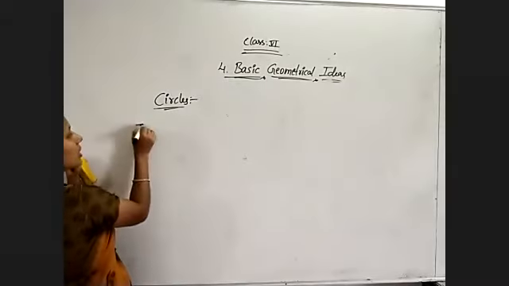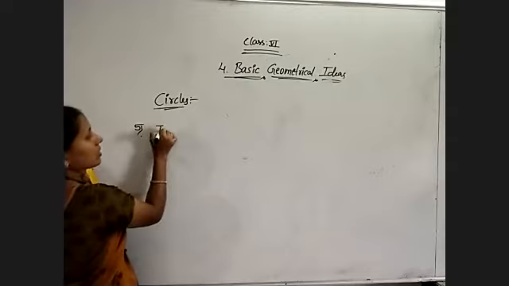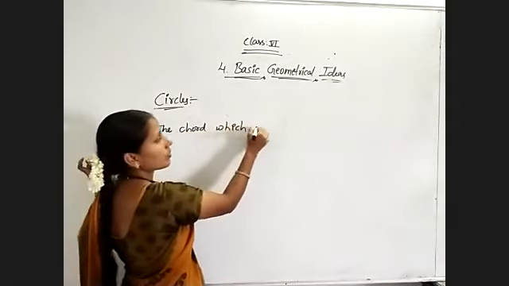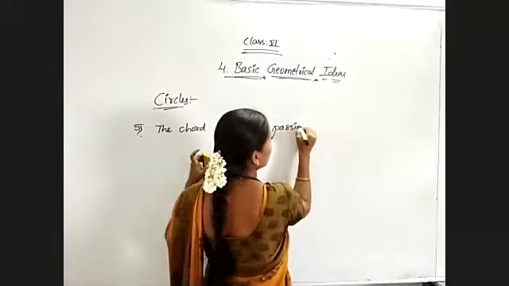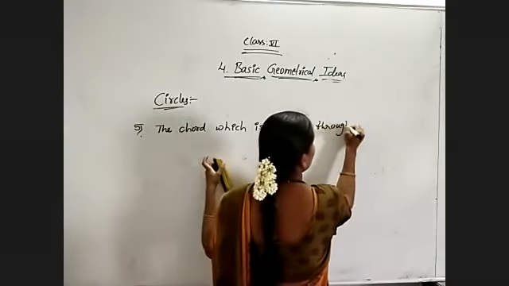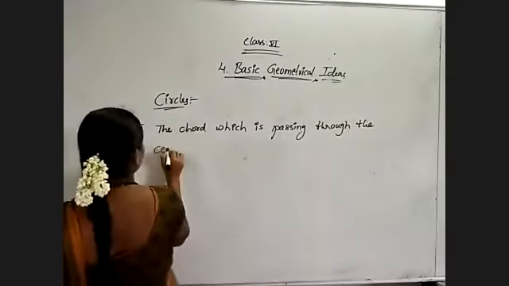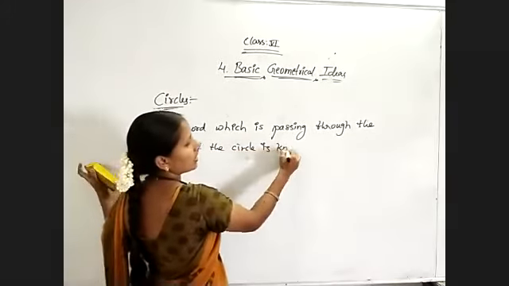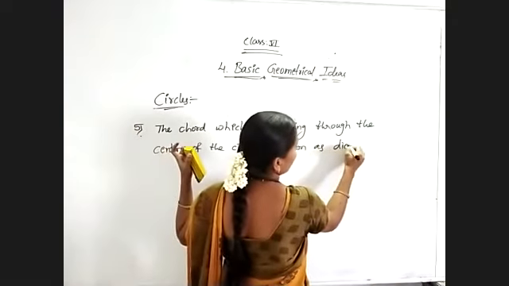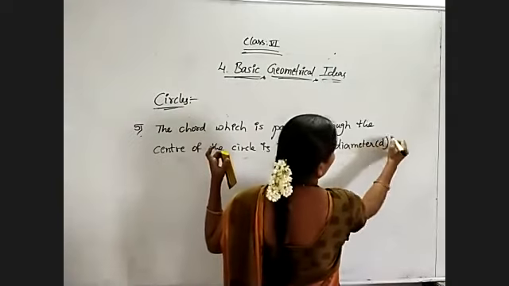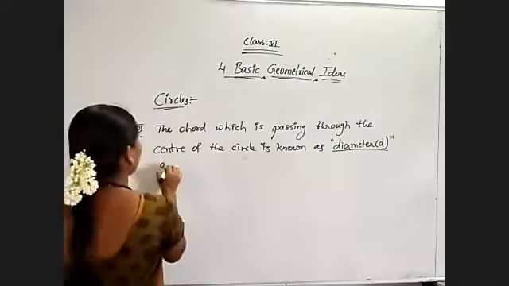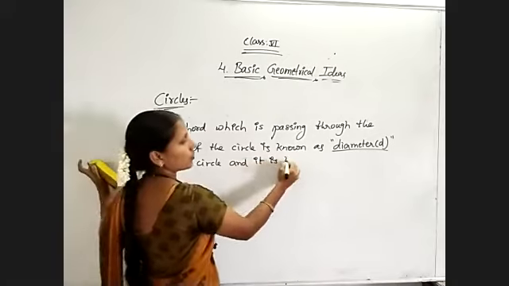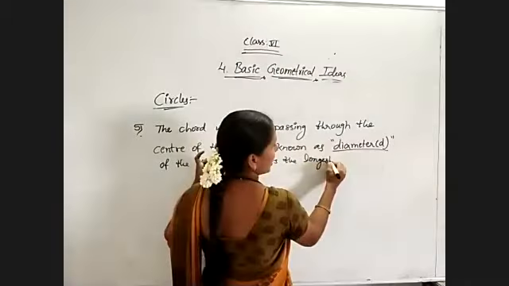So my next point, fifth point. The chord which is passing through the center of the circle is known as the diameter of the circle, and it is the longest chord.